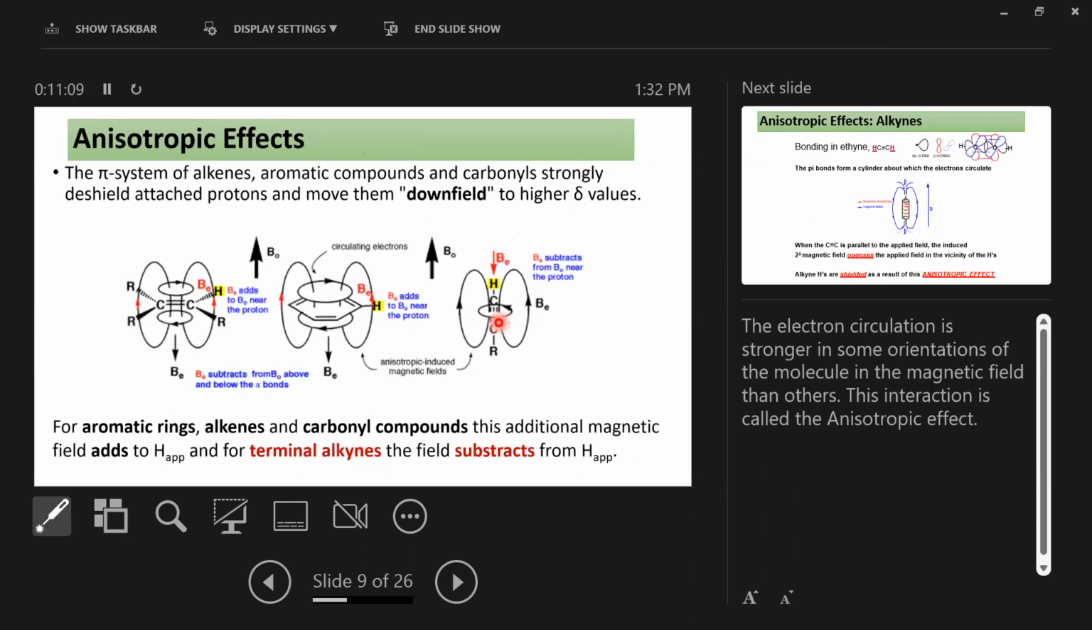No, I said the benzene ring reinforces the spinning. So it will precess or spin at a higher frequency and become more de-shielded as a result. For the alkyne, it does not reinforce, it opposes it. So it will now spin at a lower frequency, becoming more shielded as a result.